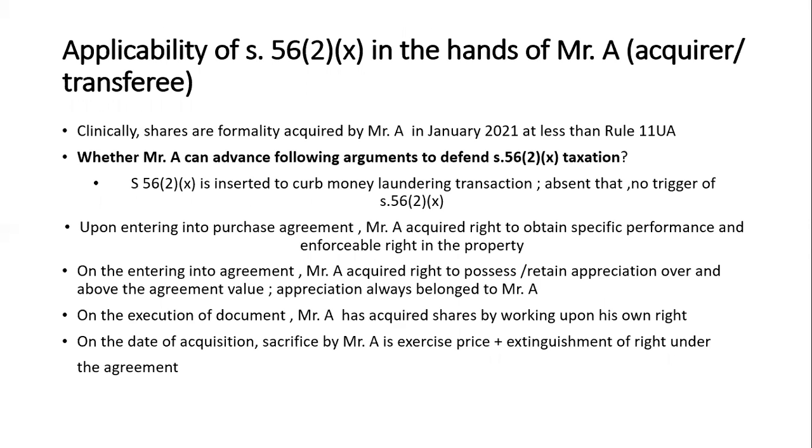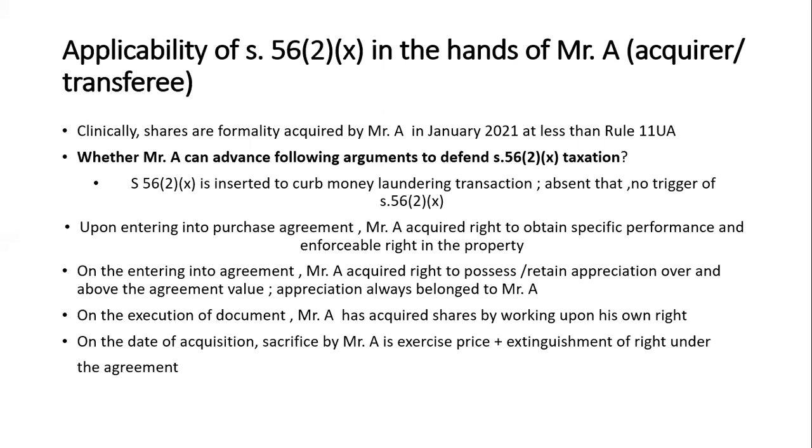Would this be taxable at 40 in the hands of Mr. A? Whether A can advance the following argument: the agreement entitles him to obtain specific performance and an enforceable right in the property. On entering into the agreement, Mr. A acquired the right to possess and retain appreciation over and above the agreement value. Appreciation always belongs to Mr. A, because the agreement has happened, consideration has passed, and only execution is pending.